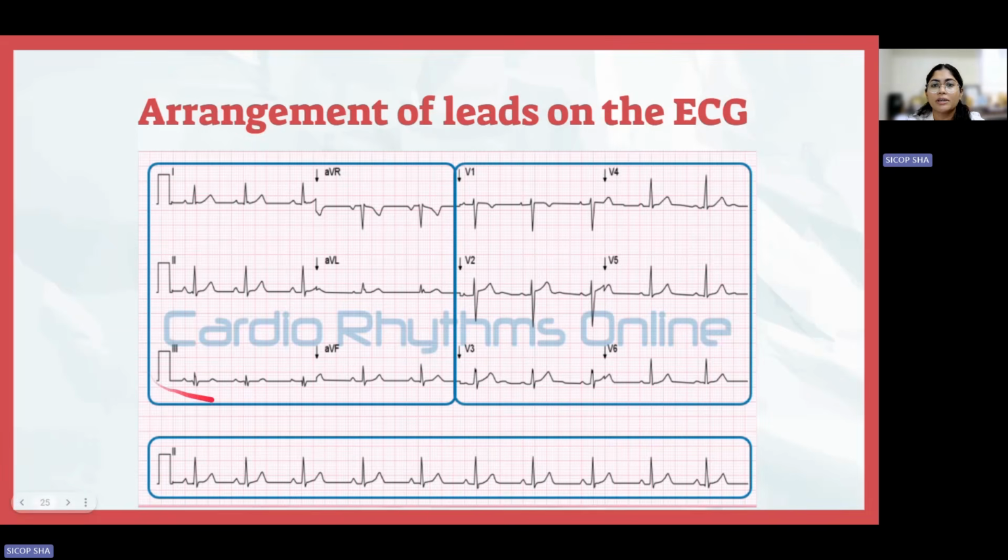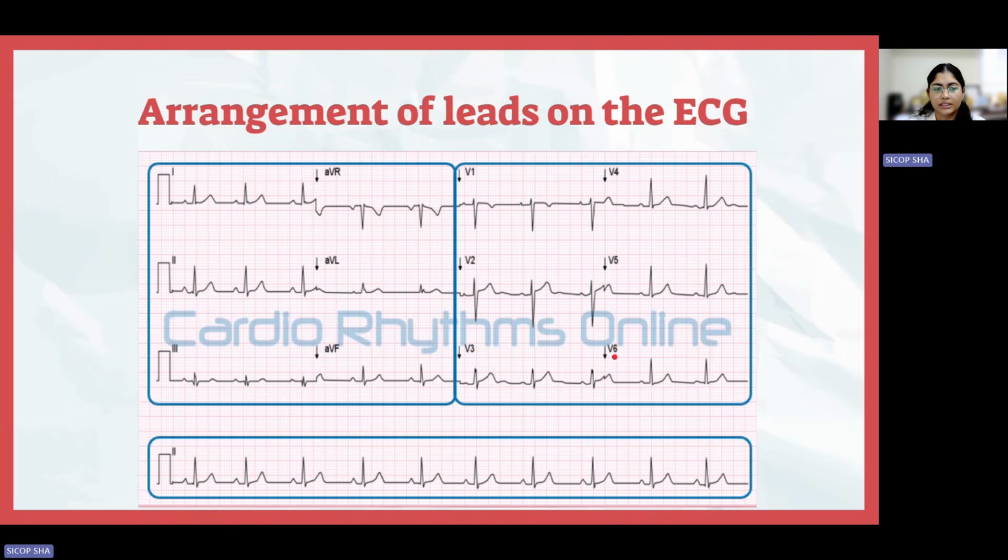So this is the arrangement of your ECG on the paper that we saw, with the small boxes and big boxes. First we have the first lead, second lead, third lead. Then we have AVR, AVL, and AVF, followed by the chest leads V1, V2, V3.